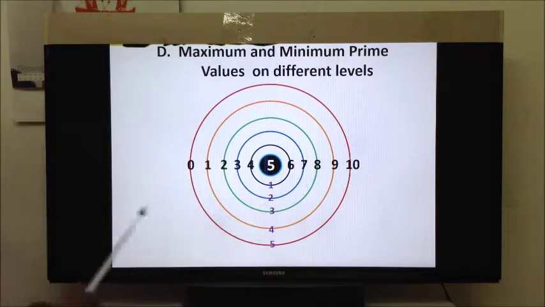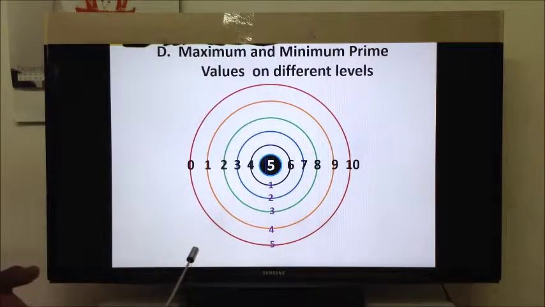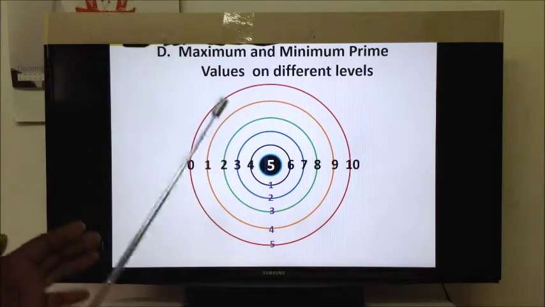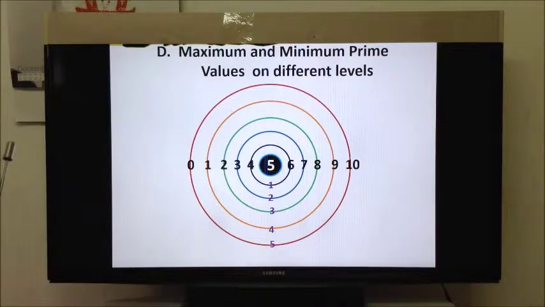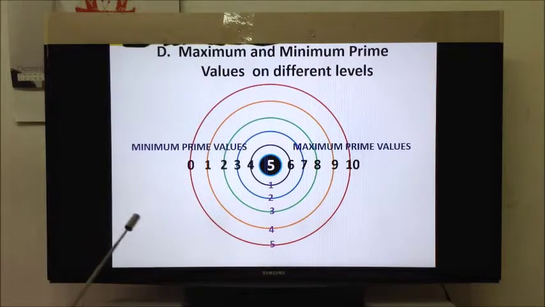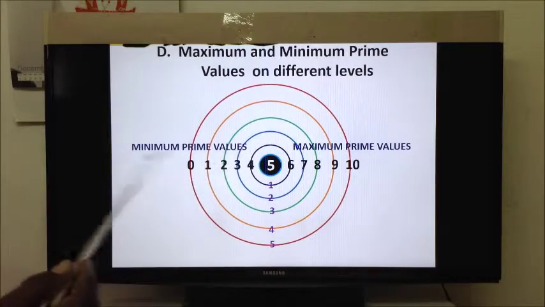All of these are known as the prime values of number 5. However, these are only minimum and maximum values. Why do we say so? Because numbers have a very special property that we are going to talk about. But before that, I will first show you how we can calculate the minimum prime values.